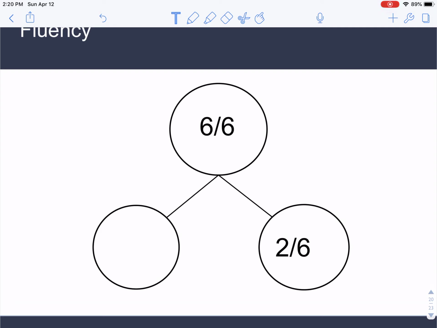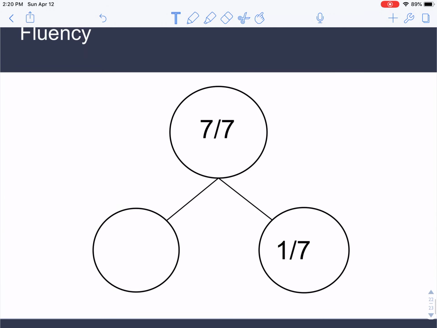Okay, let's try this one. We have 6/6. This time, instead of drawing a picture, let's try doing it without it. We have part of the whole. We have 2/6. We know that the denominator must stay the same. Now I want you to think, what number plus 2 equals 6? Go ahead and think it. It is 4. So we know that 4/6 plus 2/6 equals 6/6. Okay, nice job. Let's skip that one for now.